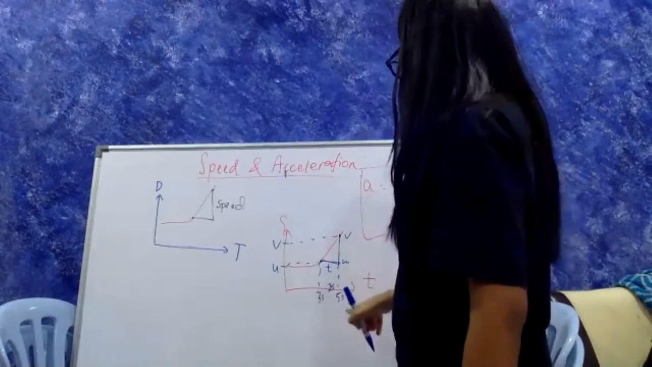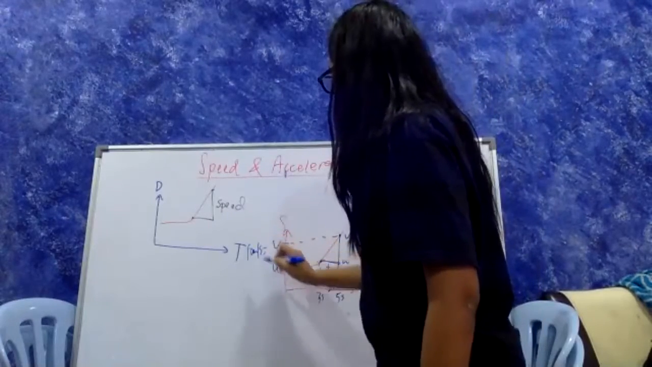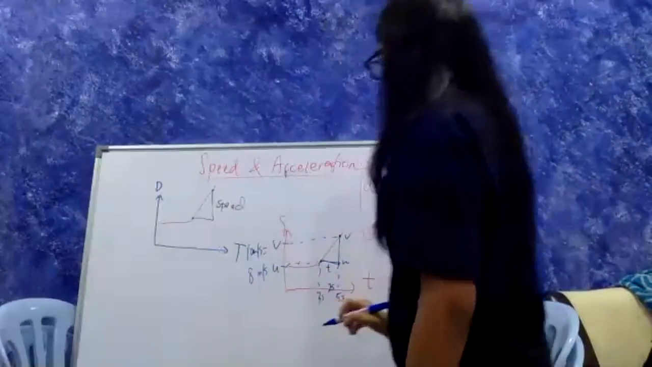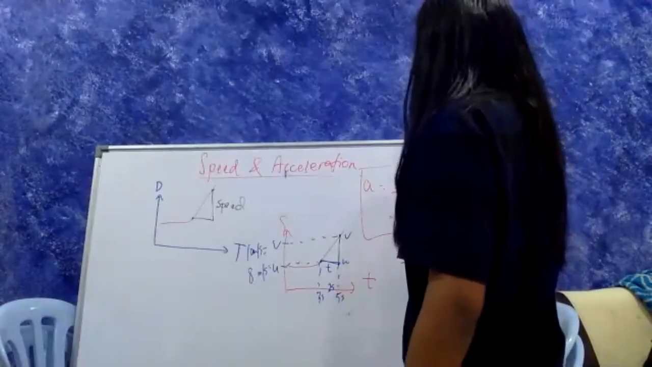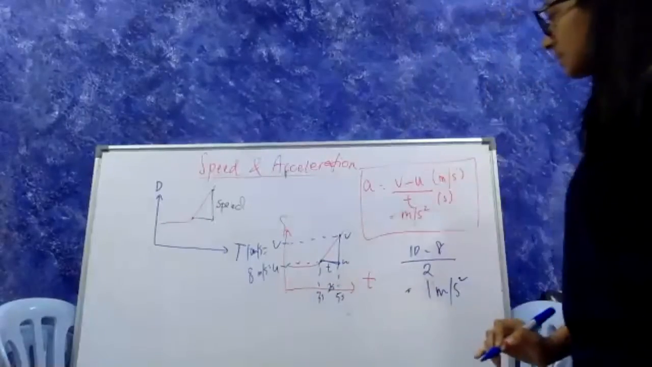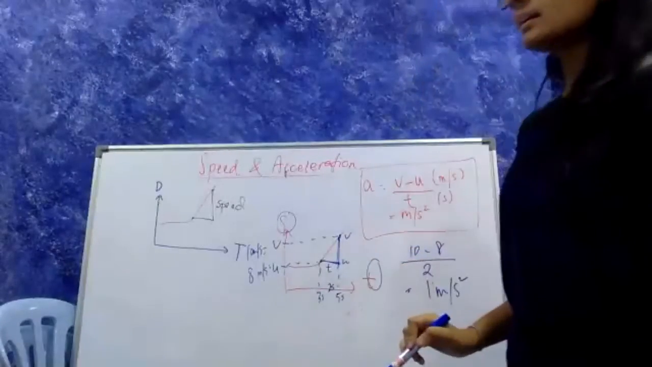So let's say V is 10 meters per second and U is 8 meters per second. So V minus U is 2 meters per second. 10 minus 8 divided by 2 seconds, 2 divided by 2 is 1 meter per second squared. So basically, for the speed time graph and for acceleration, I calculate the gradient.